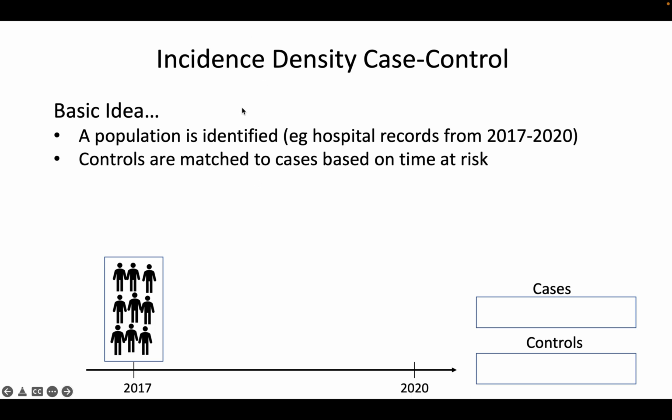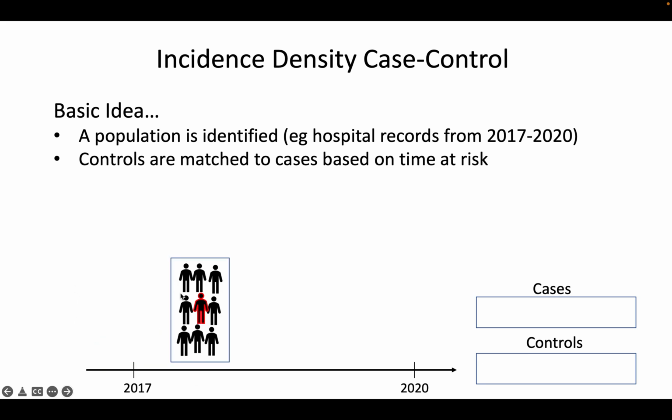So let's start with those temporal ones. For an incidence density case control, the basic idea is that if you're looking at hospital records from 2017 to 2020, you would start with this population, and as you're following their records forward, you have their exposure status at this point.